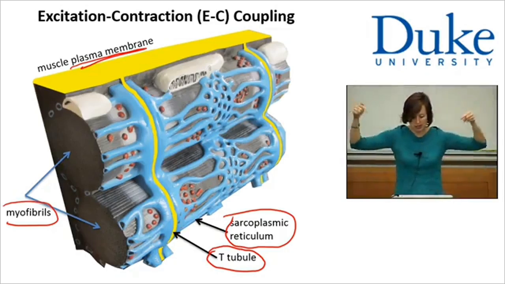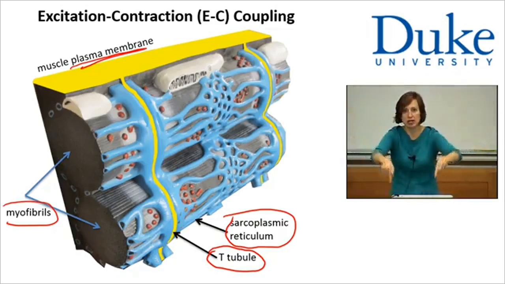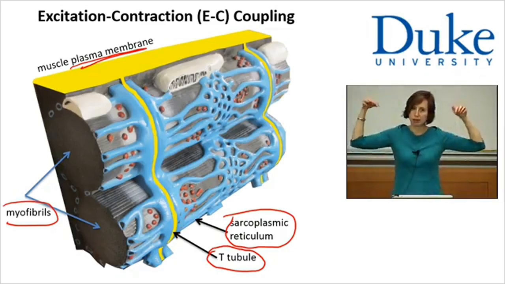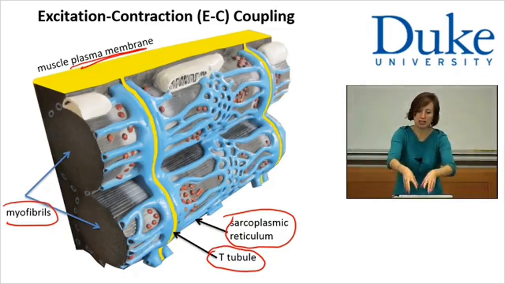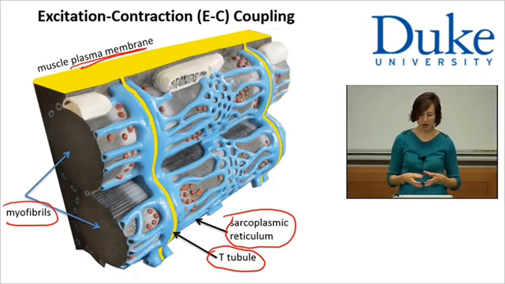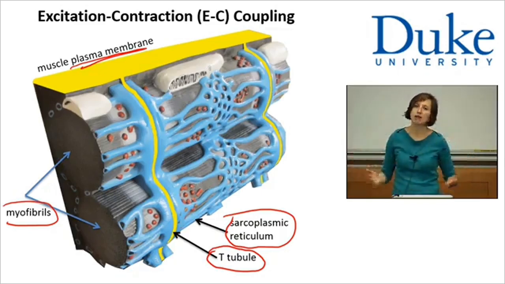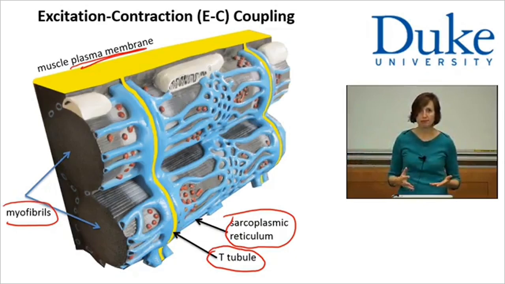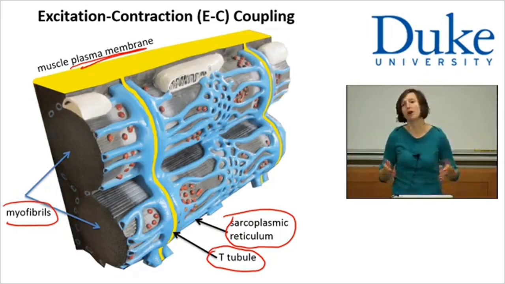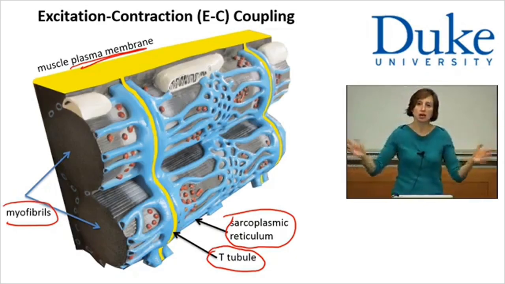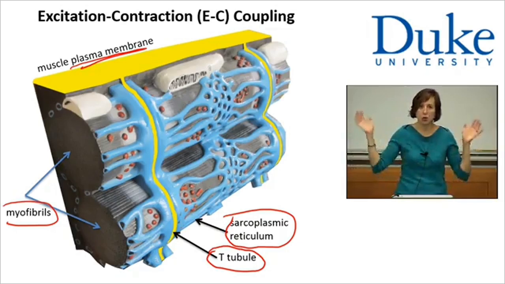And you can see how these T-tubules are just going to continue into the muscle fiber or cell, which is going to bring that action potential all the way into the center of this fairly large cell in order to have efficient excitation contraction coupling, which is going to be essential for having the whole muscle cell contract in a coordinated fashion.